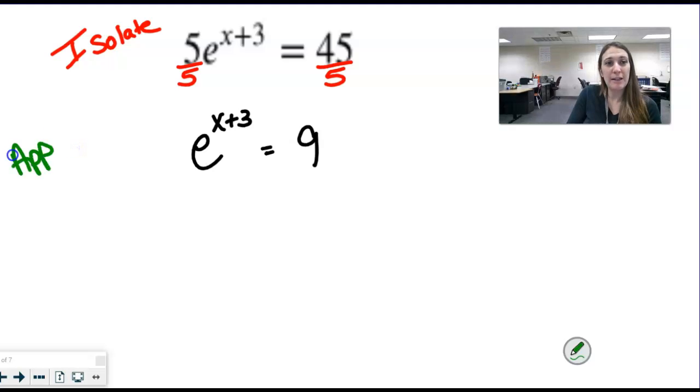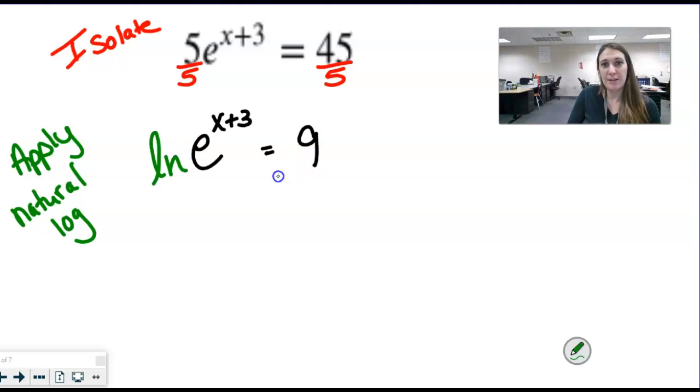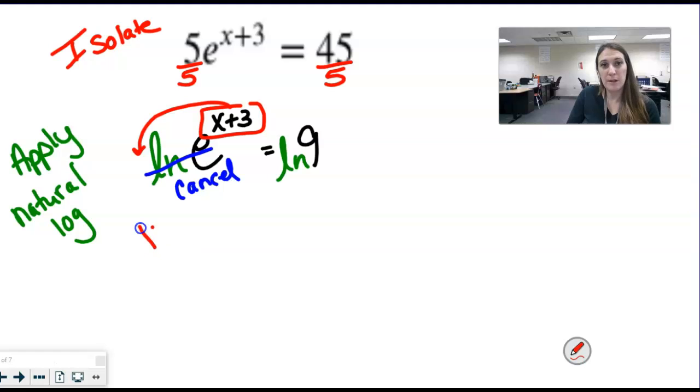So we're going to apply a natural log to both sides. So natural log, natural log. The reason we went with natural log is because right here, the natural log and the e will cancel. Again, they're not always going to cancel, but in this case they did. So the x plus 3, the exponent, is going to come down no matter what. I'm not going to bother saying times a 1 because natural log of e is 1, but that's silly. I'm just going to leave it alone.